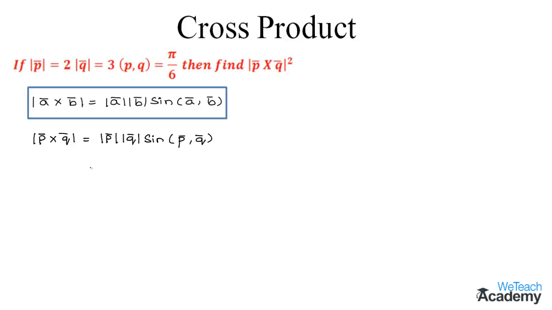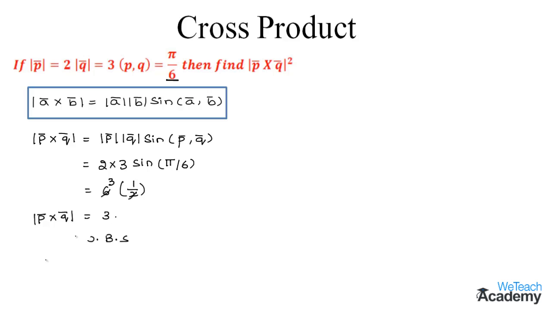Now let us substitute the given values. So we get here mod p bar, which is 2, into 3 into sine of angle between p bar and q bar, which is given as pi by 6. So on multiplying 2 and 3, we get 6 into 1 by 2. Now let us simplify this. We get 2 one times is 2 and 2 three times is 6. So we get 3 as the value of mod p bar cross q bar.